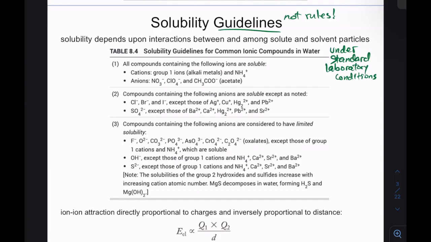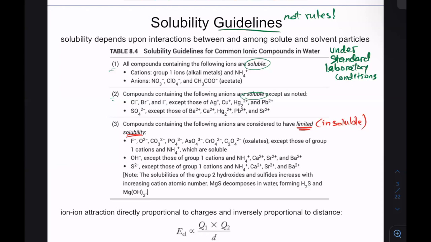So for example, if you look at section 1, all of these compounds containing the following ions are soluble. If you look at condition 2, all of these are going to be soluble. And if you look at section 3, and this is one place where students sometimes get confused when they look at this table, section 3, these have limited solubility. So you can think of these as being insoluble. But it's not completely insoluble. Okay, it's limited solubility.